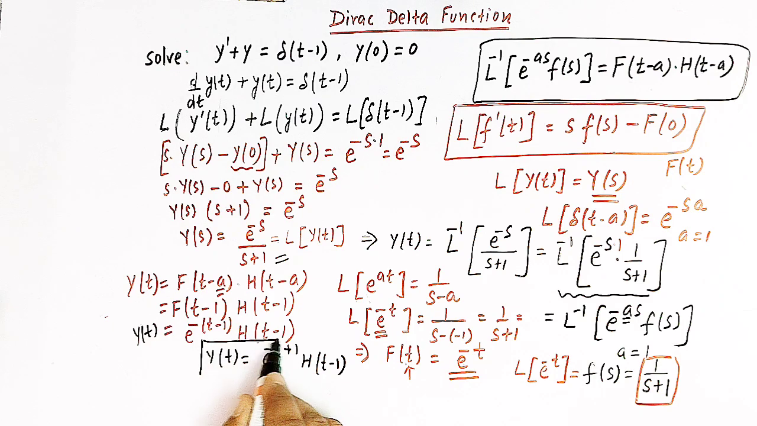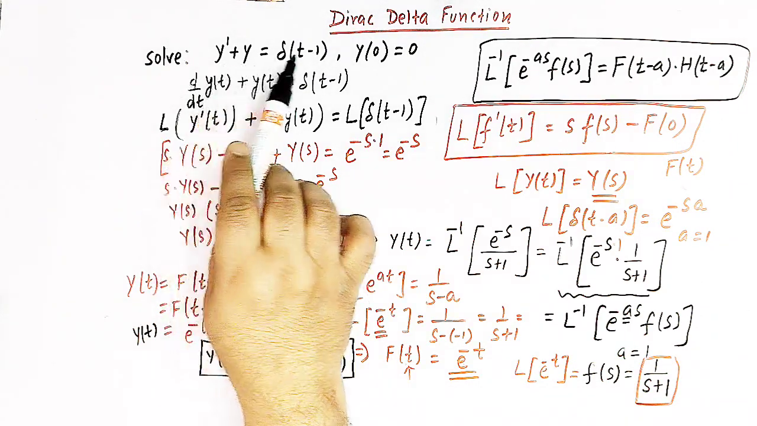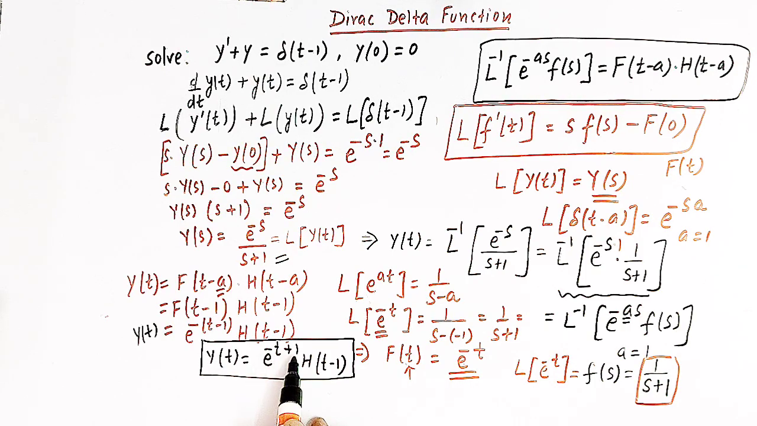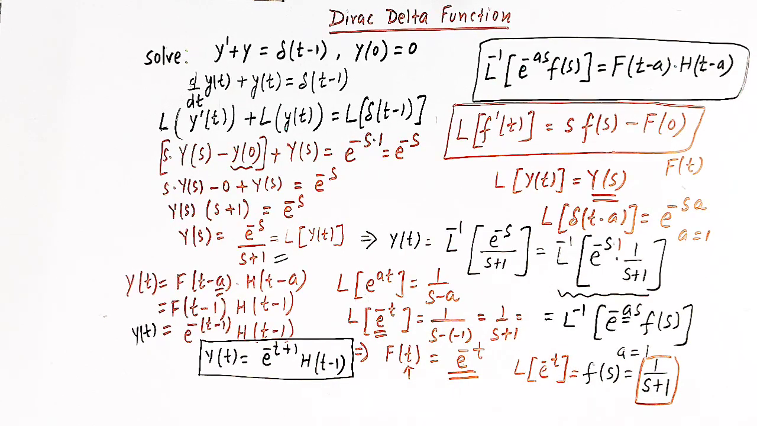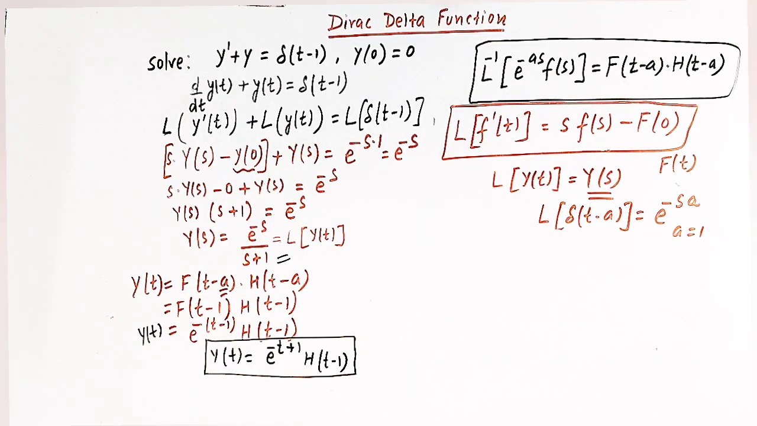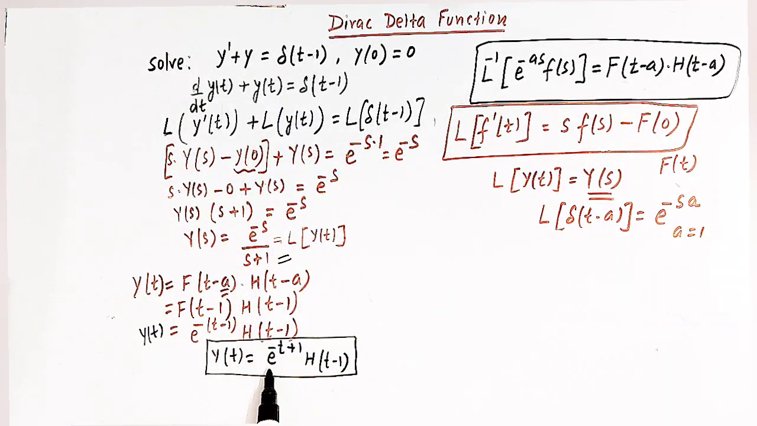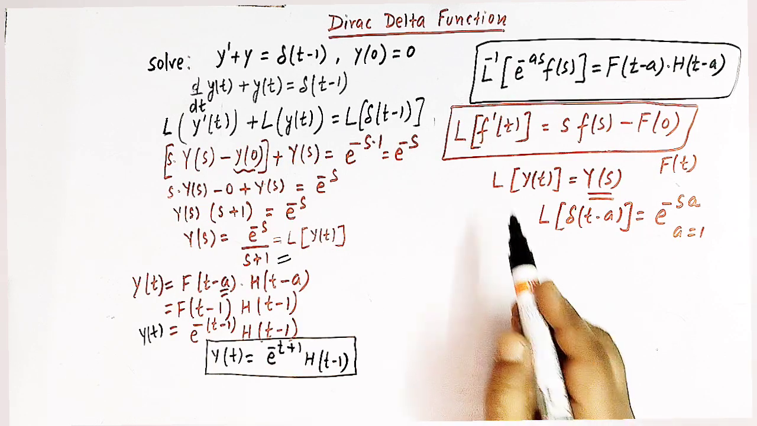So viewers, this is the solution of this differential equation containing the Dirac delta function, because the purpose of solving a differential equation is to get the function. Here our function y of t is equal to e raised to minus t plus 1 times h of t minus 1. The required solution of this differential equation is given by this expression.